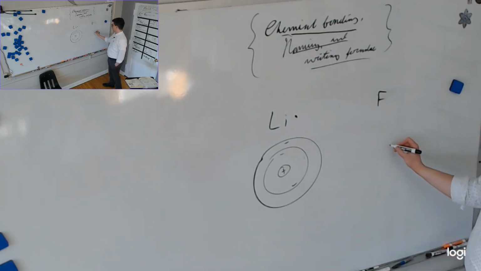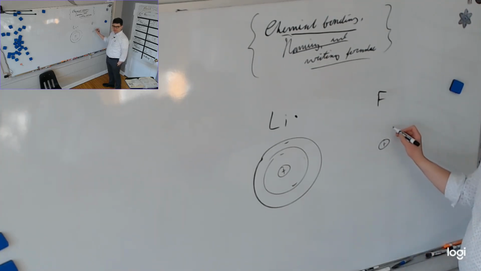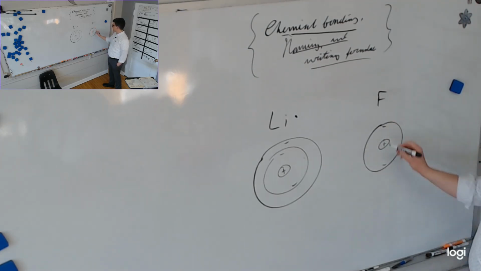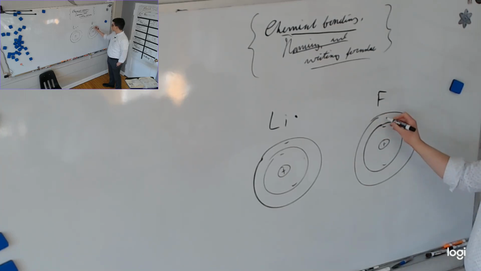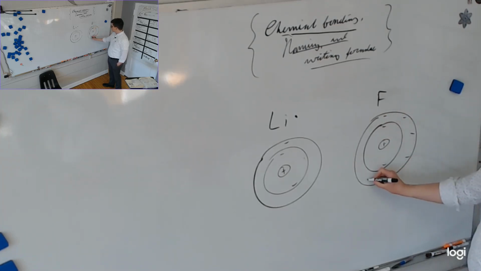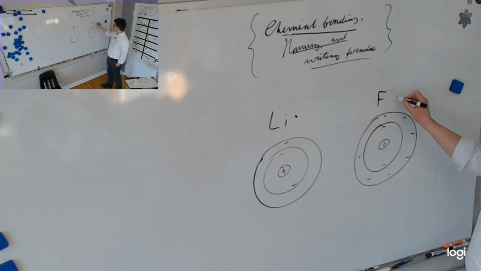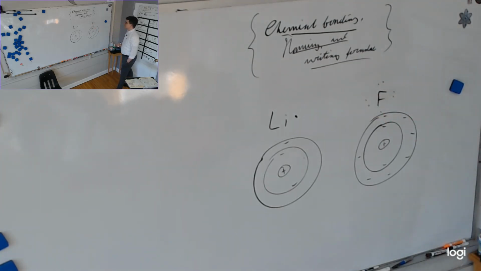Let's do fluorine now. Has a nucleus in the middle. How many in the first level? Nope, the first level can only have 2. So it has 2. And then the next level, Tatum, has 1, 2, 3, 4, 5, 6, 7. How many can the second level have altogether? It can have 8. Remember, the outermost can always only have 8. 1, 2, 3, 4, 5, 6, 7. In this case, the fluorine has 7 valence electrons.